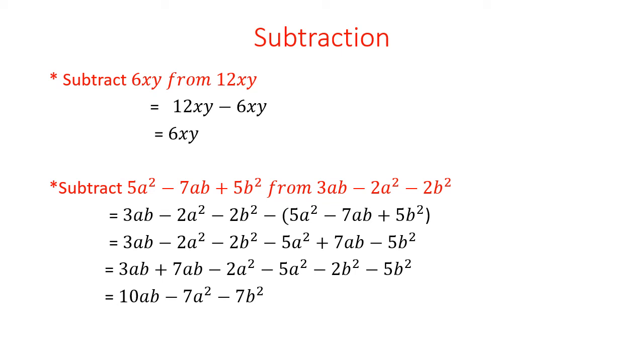Once again, just listen. First we are subtracting, so first we multiply the minus throughout, then we arrange the like terms, that is 3ab plus 7ab, minus 2a square minus 5a square, minus 2b square minus 5b square. 3ab plus 7ab is 10ab, then minus 2 plus 5, 7a square, again minus 2 plus 5, 7b square. Okay.